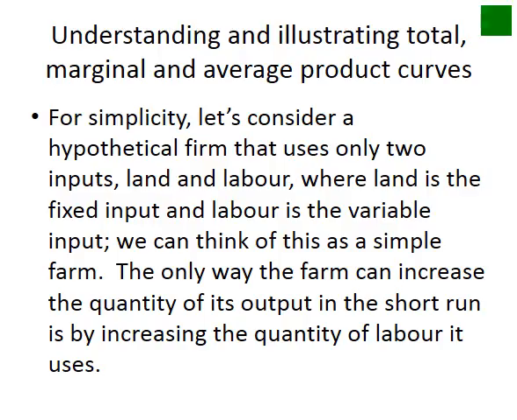We looked in the last production run of the paper chains at total, marginal, and average product curves. So we're going to look in this case at a hypothetical firm that uses only two inputs, land and labor, where land is the fixed input and labor is the variable input. We can think of this as the simple farm. The only way the farm can increase the quantity of its output in the short run, I'd like to emphasize, is by increasing the quantity of labor it uses. It cannot increase the quantity of land because land is considered the fixed input, and in the short run, fixed inputs cannot be changed.